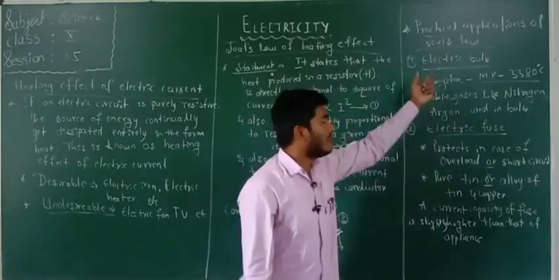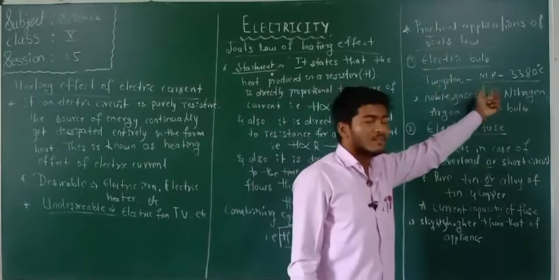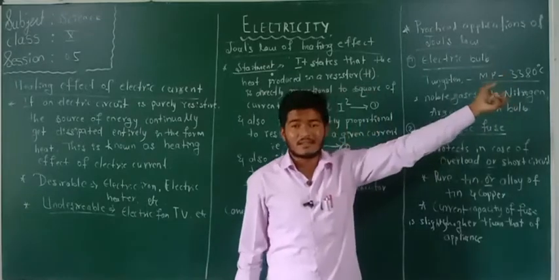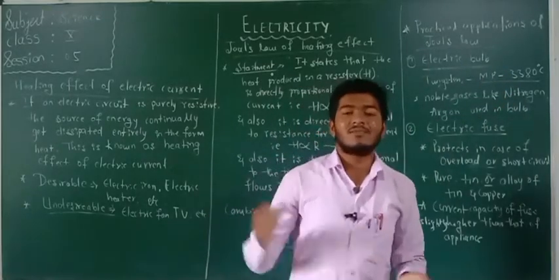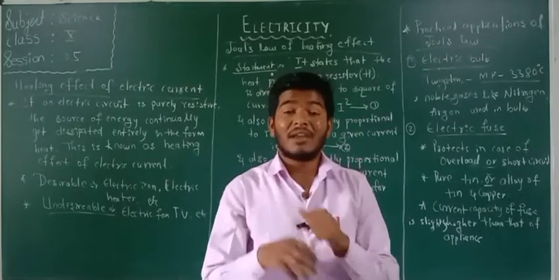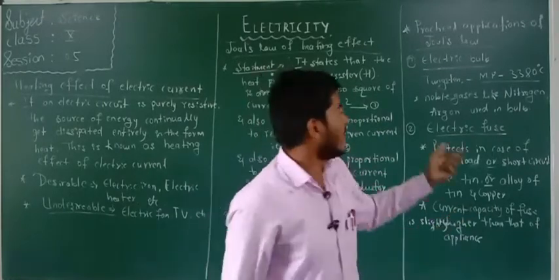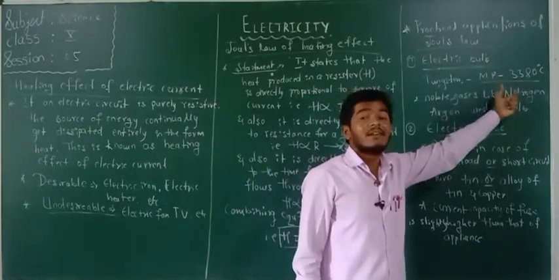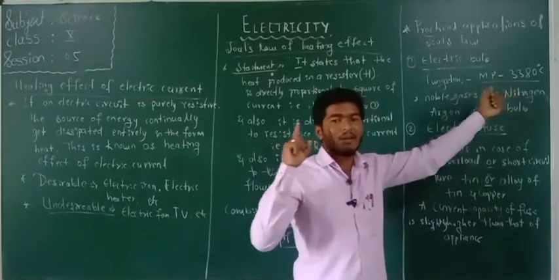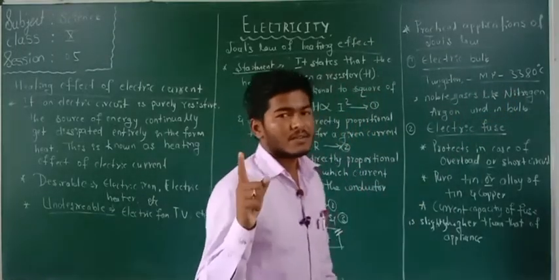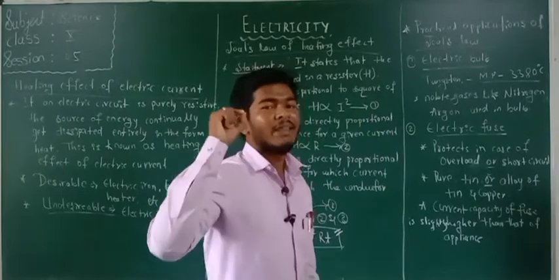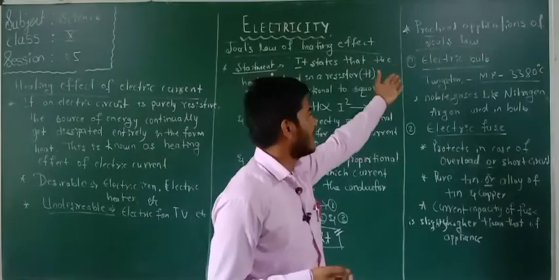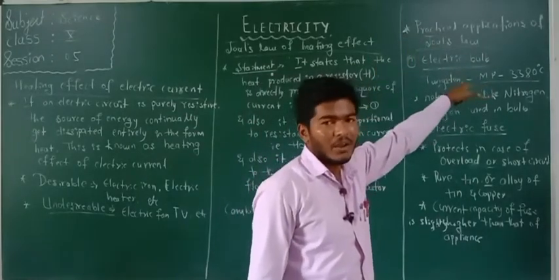That's why in the bulb they use tungsten. Why? Because it has a high melting point of 3380 degrees Celsius. If more electrical energy flows through that filament, it gets heated more, but it does not melt because it has a very high melting point. Remember, in your examination they will ask a 1 mark question on this: give reason why tungsten is used as the filament in the bulb. Because it has a high resistance and also a high melting point. Have you understood?